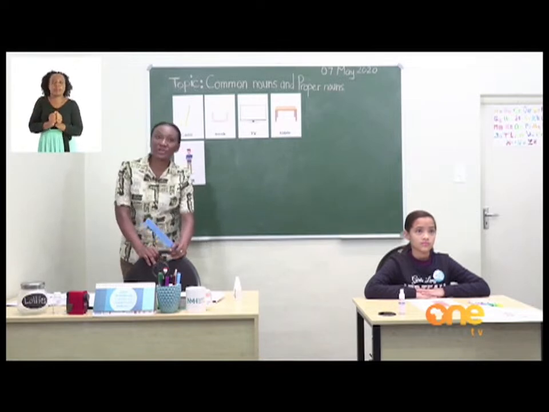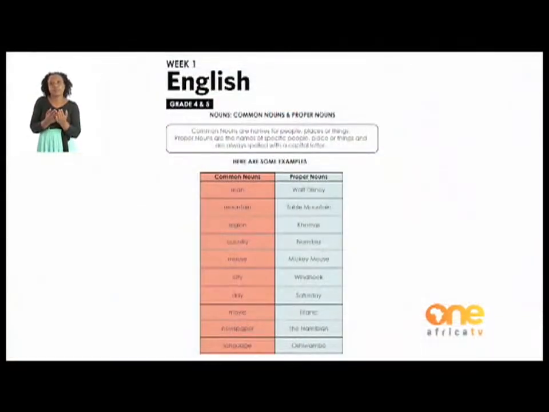Right, now I want you to look in your book again on page 3. In your book on page 3, you can see that we are given some few examples of common nouns. Chanel, can you see them? Okay, we have man, mountain, region, country, mouse, city, day, movie, newspaper, language. Now, those are the few examples of the common nouns that we have. Now, remember, we do not start a common noun with a capital letter unless it starts a sentence.